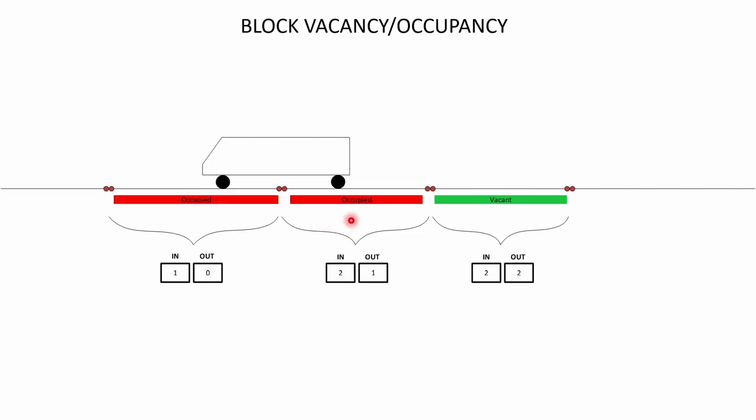Same thing happens here. This one also becomes occupied. This one remains occupied, and so on and so forth. That's how block occupancy and vacancy works.